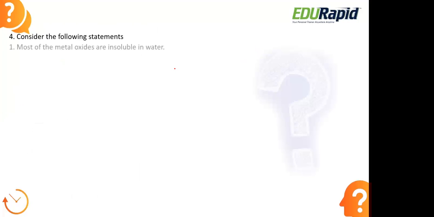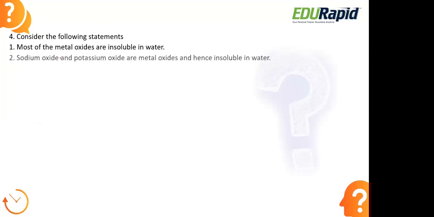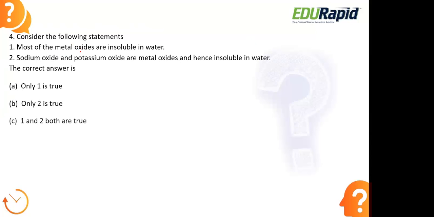Consider the following statements. The first statement here is: most of the metal oxides are insoluble in water. The second statement: sodium oxide and potassium oxide are metal oxides and hence insoluble in water. So here we have these two statements. The correct answer here is: Option A, only 1 is true. Option B, only 2 is true. Option C, 1 and 2 both are true. Option D, neither of the 2 is true. Okay.